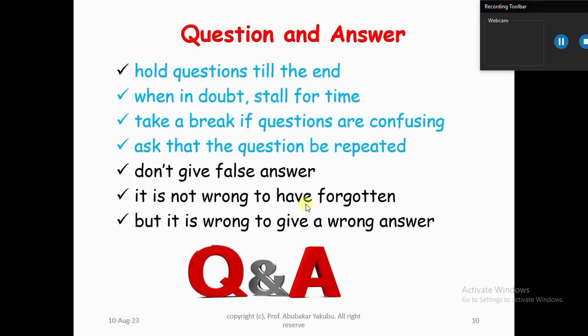That point is very important. Always remember that it is nothing wrong to have forgotten the answer, but it is completely wrong to give a wrong answer to a question asked. So let's be careful.